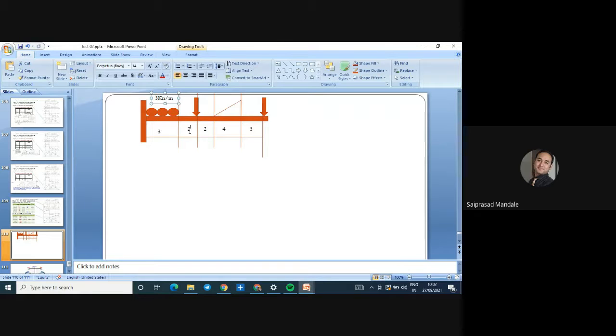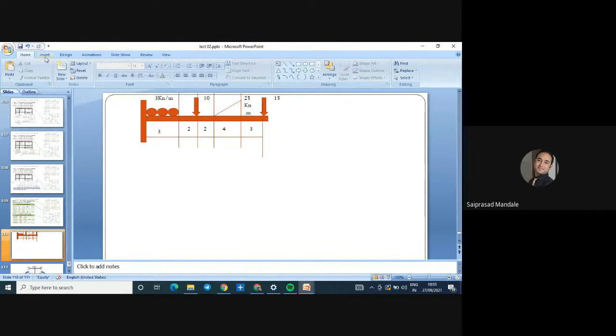Then it is copy paste, the intensity is 10. Then here the intensity is 25, let's say 25 kilonewton per meter. And here the intensity is 15. So this is the numerical for the cantilever beam.